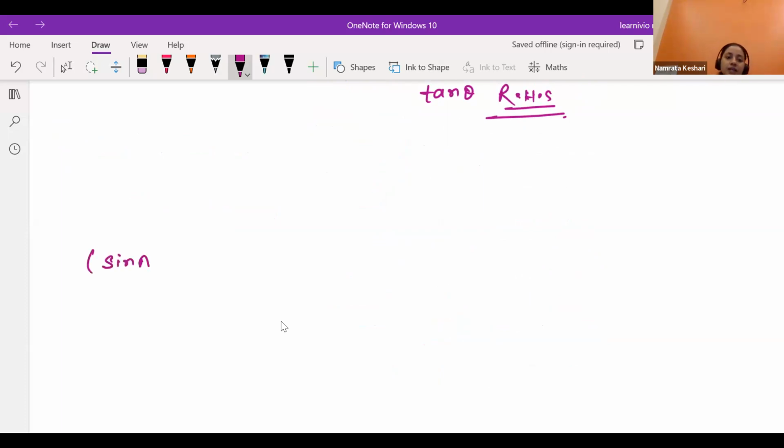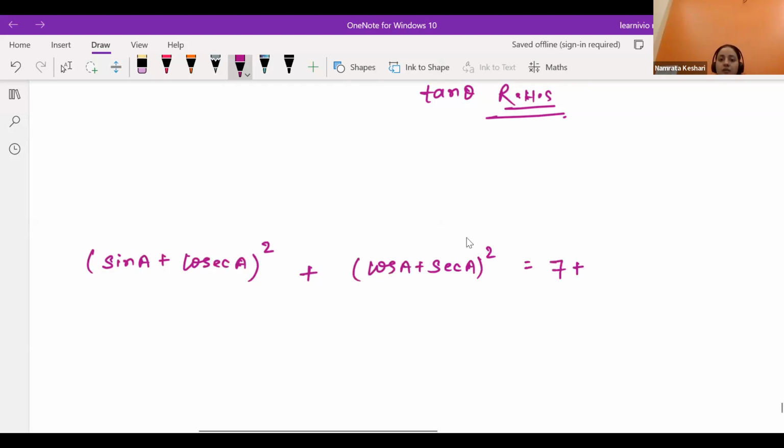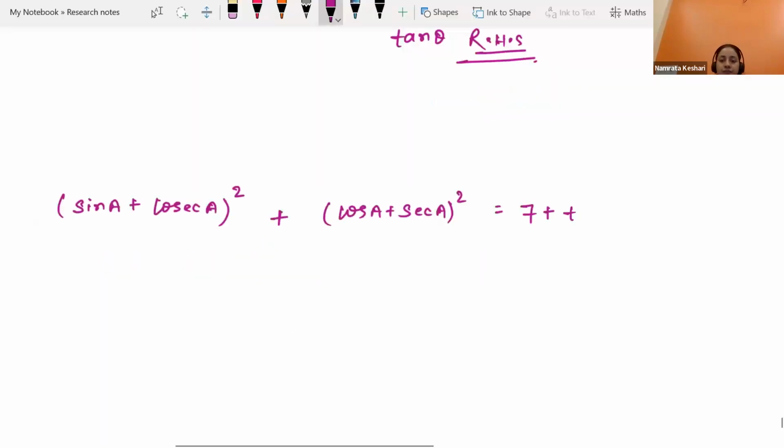Sin A plus cosec A whole square plus cos A plus sec A whole square is equal to 7 plus tan square A plus cot square A. We need to prove that the left hand side and right hand side are the same. Let's do it.